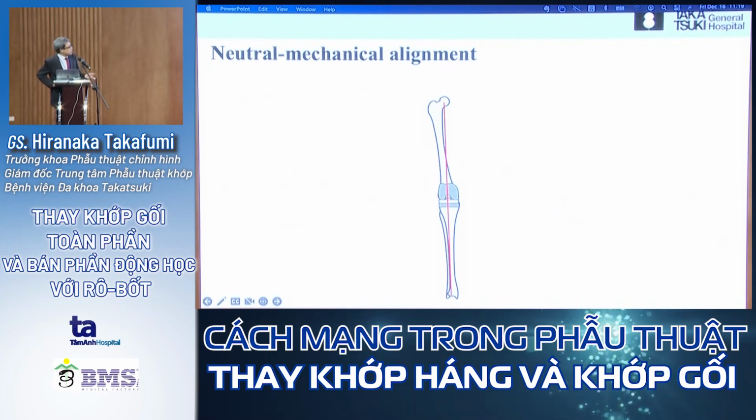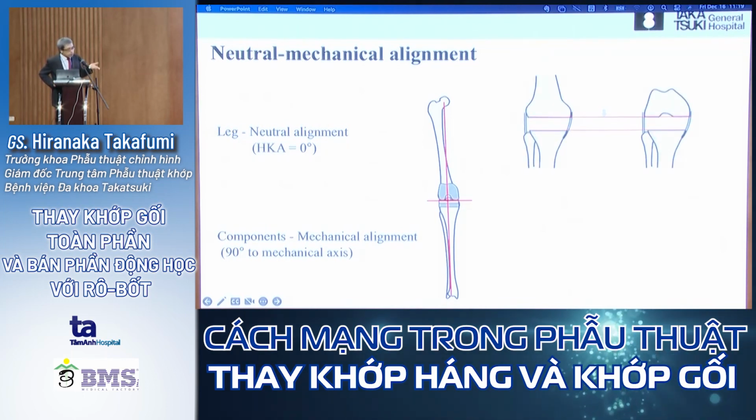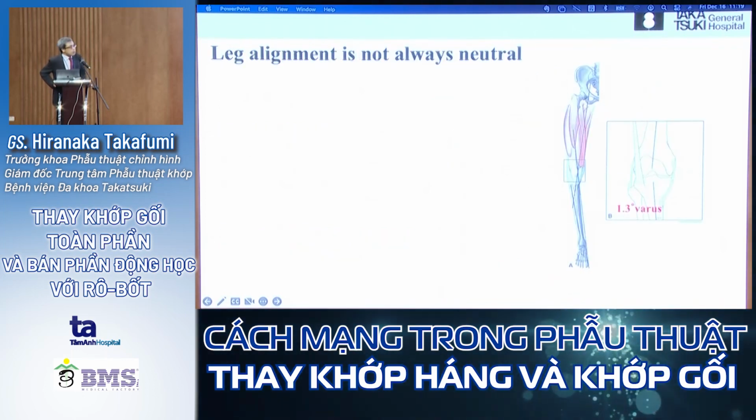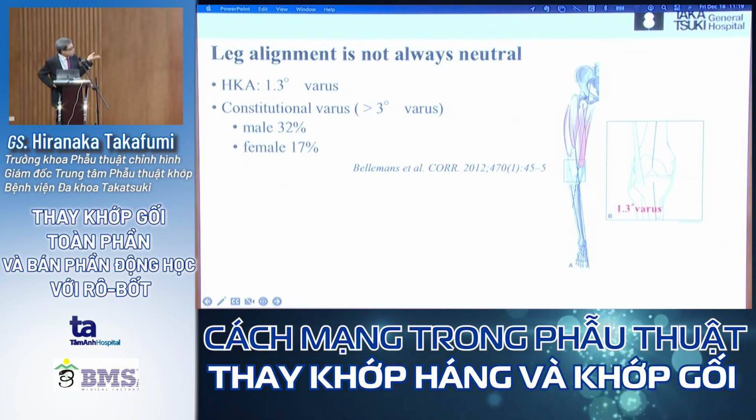For a long time, we aimed for neutral mechanical alignment on the straight leg, perpendicular placement of the component, and equal and balanced gap. So this is the one-size-fits-all, systematic approach. But with the concept of constitutional varus, the normal knee is not straight in every patient. On average it is slightly varus. This tendency is prevalent in male patients and in Asian patients.